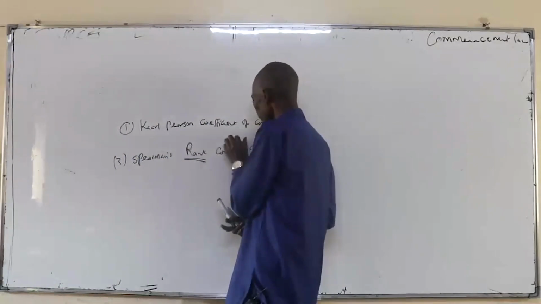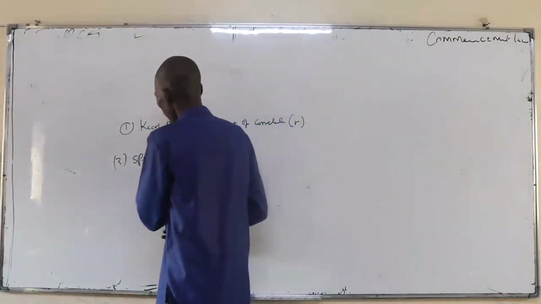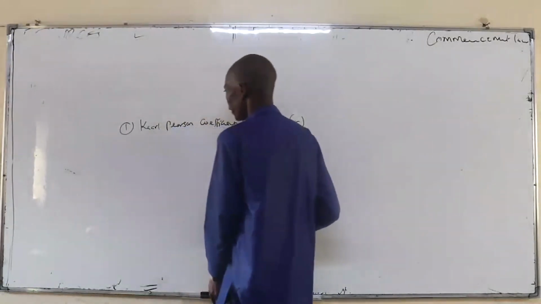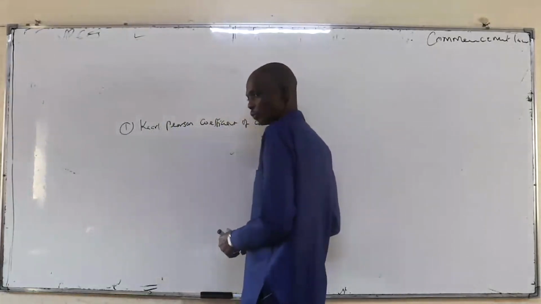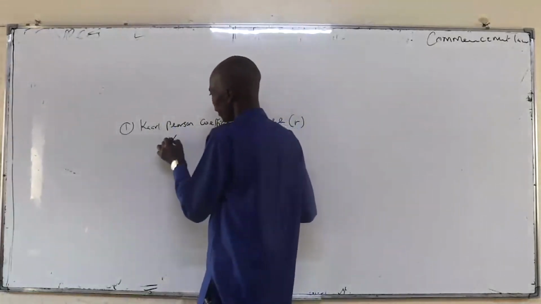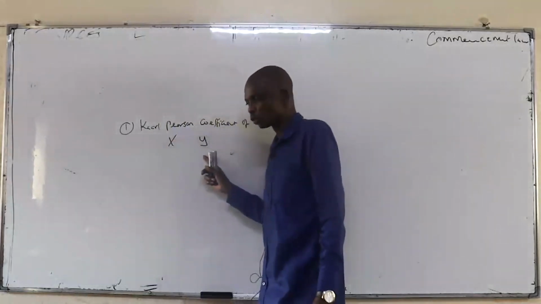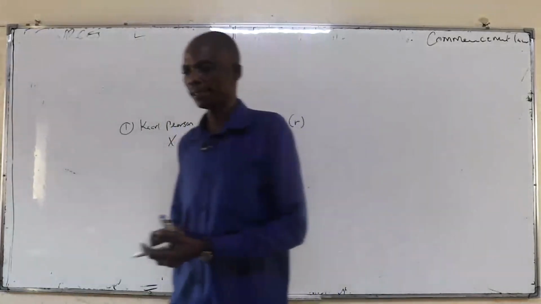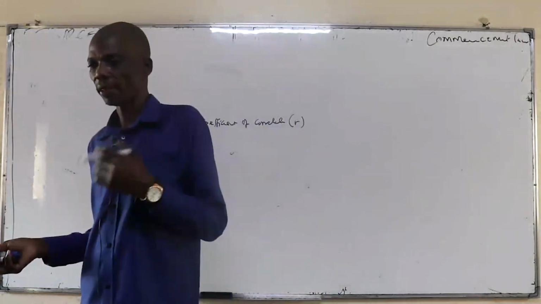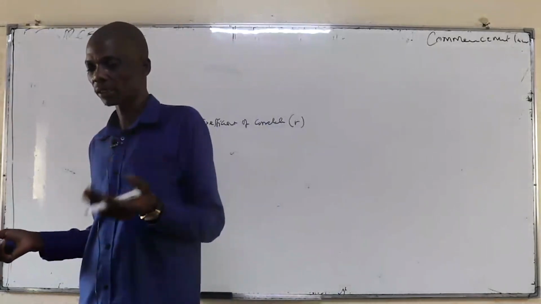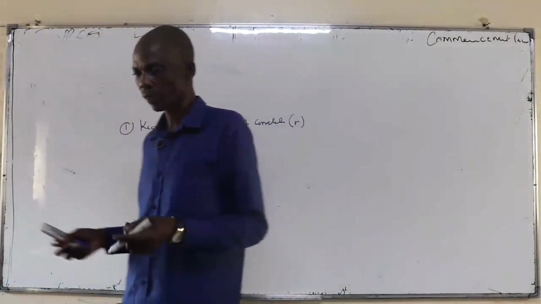Now we start with the first one, the Karl-Pearson coefficient of correlation. And here again, this is r, x, and y, the two variables which you want to see how they are related. Are they negatively related? Are they positively related? And what is the degree of that relationship?